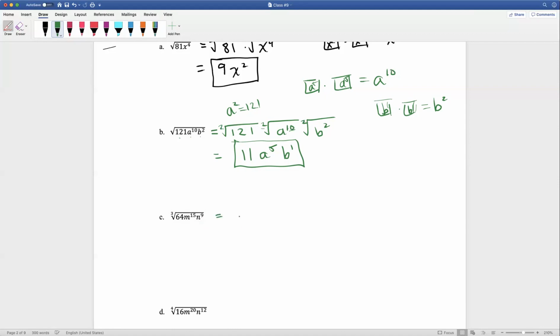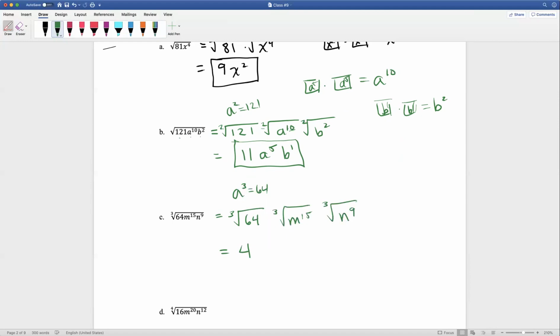Let's take a look at the cube root of 64 times the cube root of m to the 15th times the cube root of n to the 9th. I'm going to use a shortcut here too to make sure you can see it. Let's start off with the cube root of 64. Well, what number when you raise it to the 3rd power gives you 64? That number is 4. 4 times 4 times 4 gives you 64.